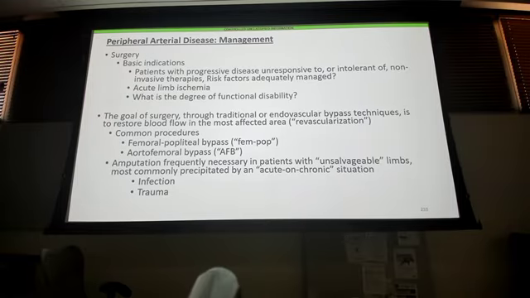If they do need surgery because they're not responding to the conservative treatments, the exercise therapy and all that, then basically we're doing a bypass of the diseased area. Common ones that you may encounter are patients who had a femoral popliteal or FemPop bypass, where you're connecting the femoral artery and going around to the popliteal. If it's higher up, you may have an aortofemoral bypass, where a graft is placed between the aorta and the femoral artery.